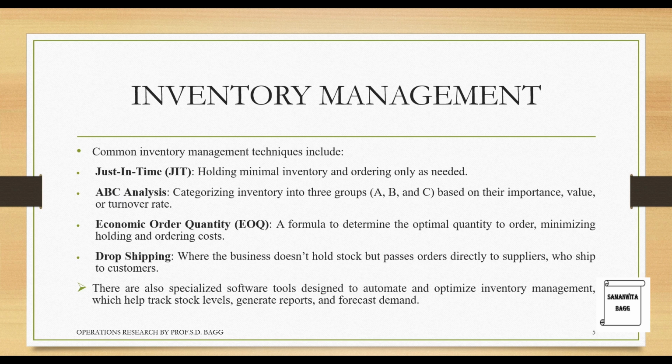Economic order quantity, EOQ, a formula to derive the optimal quantity to order, minimizing holding and ordering cost. We have already discussed the formula of EOQ, wherein you are going to minimize the holding and the ordering cost. Holding cost is the cost which is incurred because of holding extra inventory, that is raw materials or finished goods or in process goods in the warehouses. And ordering cost is something which you incur when you are placing the order. So you need to minimize both of these.